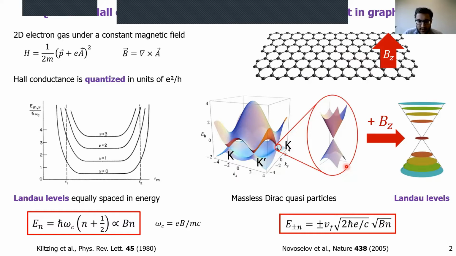Because of this linear dispersion, when we apply a magnetic field, we have something very different from before. Now there is a Landau level at zero energy here, and there are higher order Landau levels below zero energy and above.